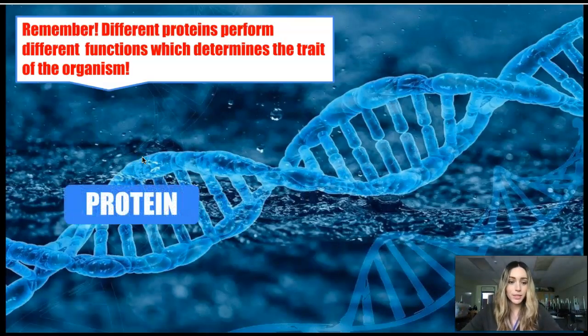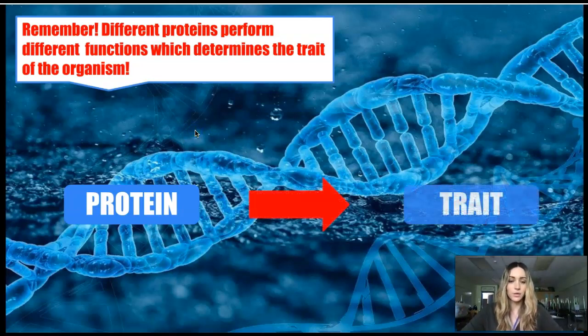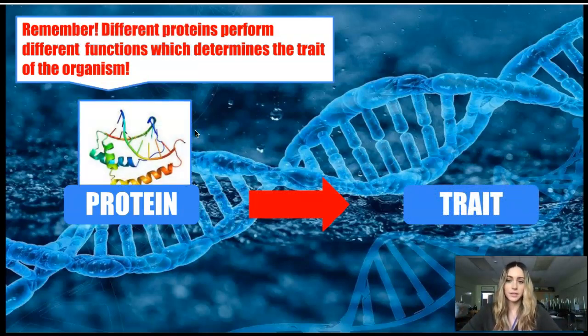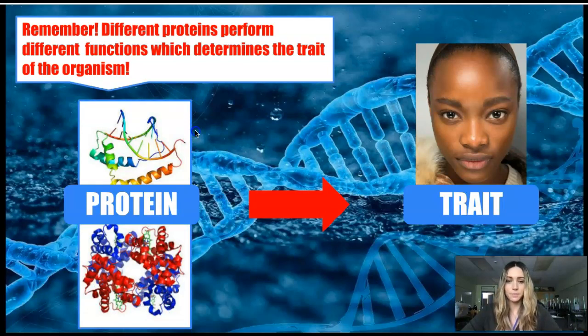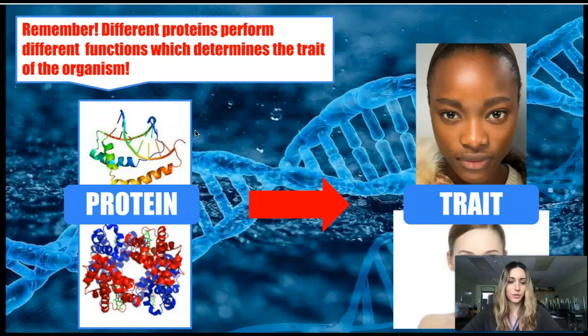So different proteins perform different functions, meaning they have different jobs and will eventually lead to different traits being seen in the organism. So from protein, we are able to determine the trait that the organism will have. One protein that is coded for might lead to one trait, like dark skin, whereas a different protein will lead to a different trait or different characteristic, such as light or more fair skin.